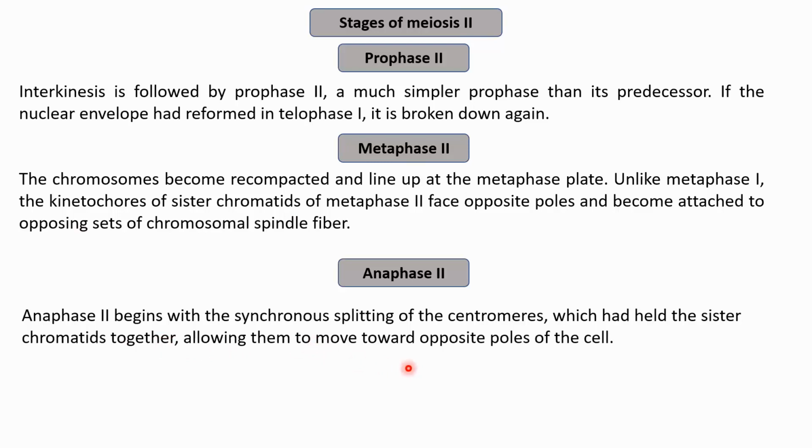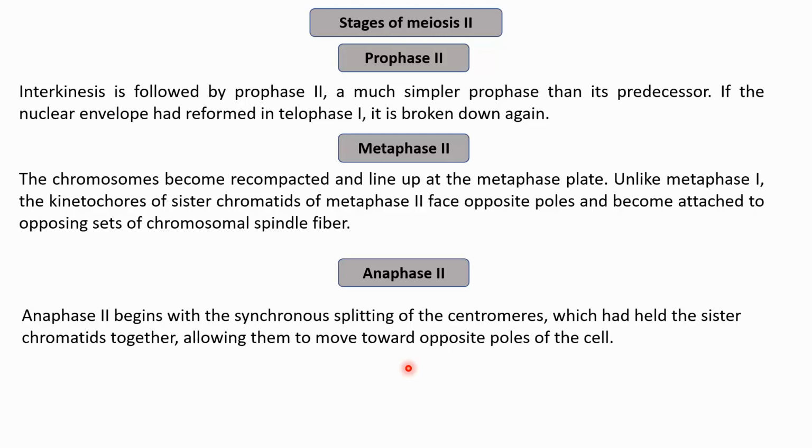So basically, in prophase 2, which is much simpler, only the nuclear envelope breaks down if it has formed during the telophase 1 stage. After this, the chromosomes become recompacted and line up at the metaphase plate. And unlike metaphase 1, the kinetochores of the sister chromatids in metaphase 2 now face the opposite poles, and they become attached to the opposite sets of the spindle fibers.